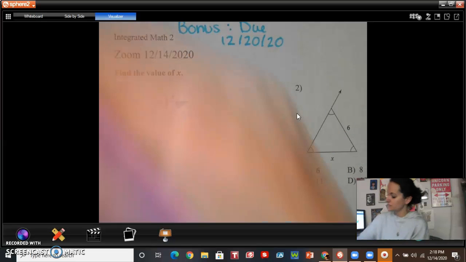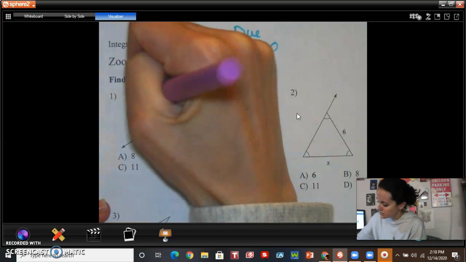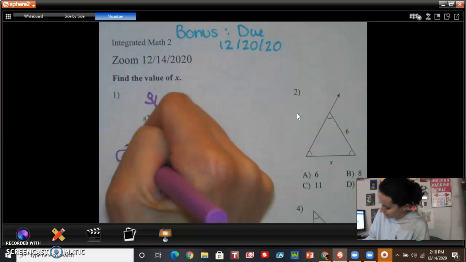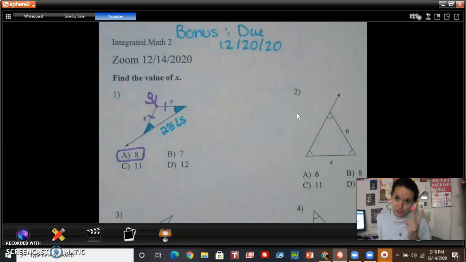Remember I told y'all to think of an isosceles triangle as a person? So there's its legs. For instance, the answer to this one would be 8. It has two congruent angles, therefore it has two congruent sides, and vice versa.